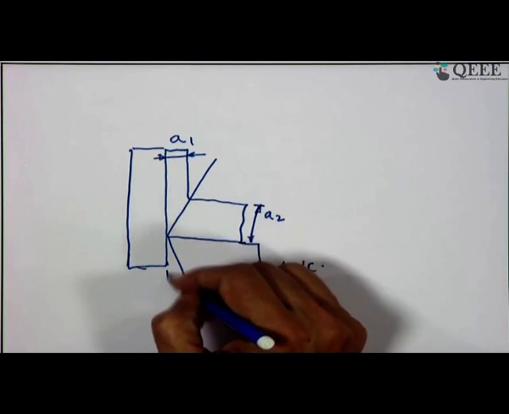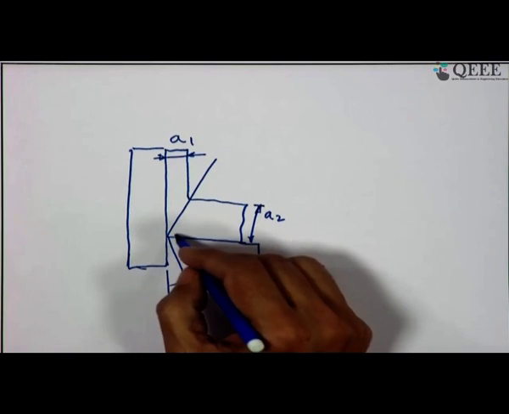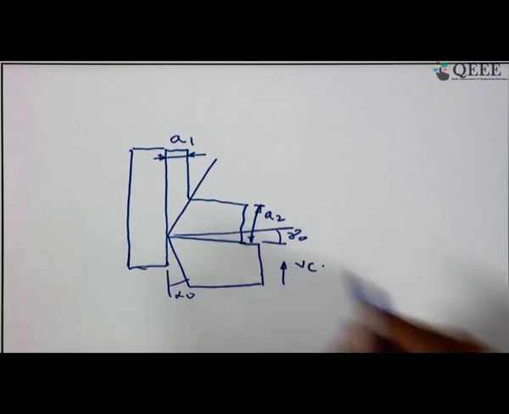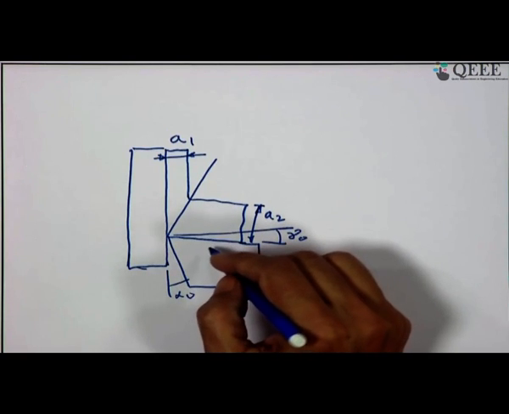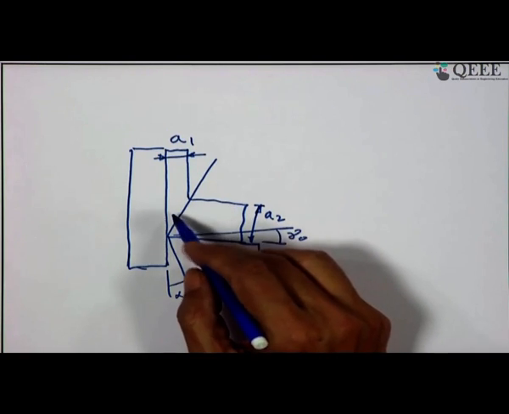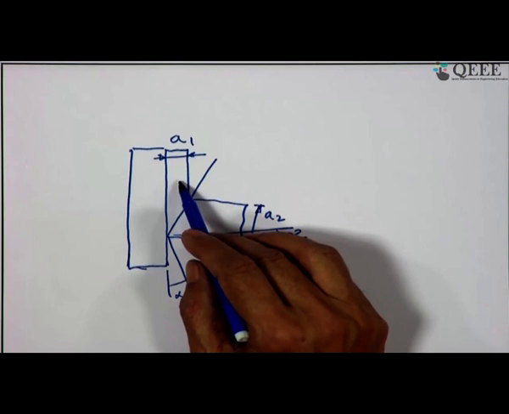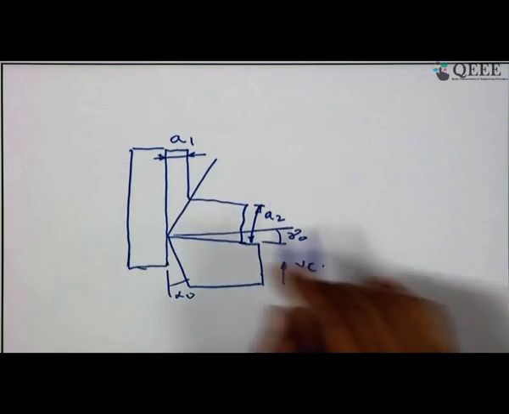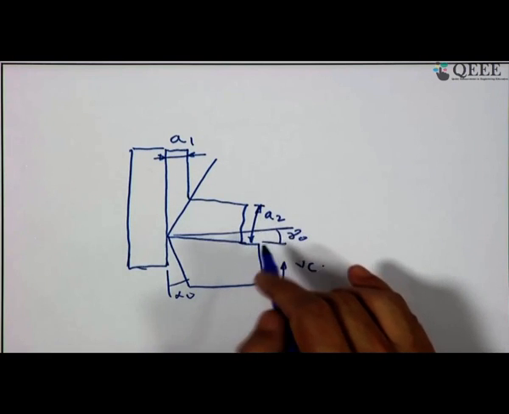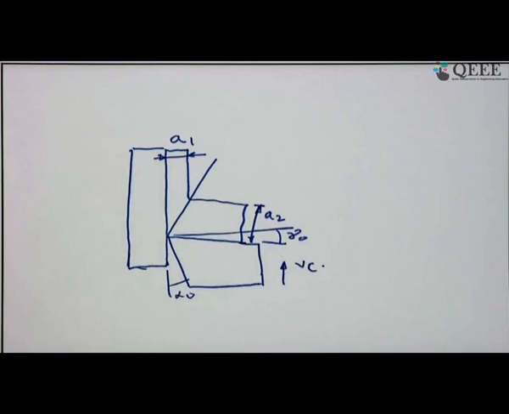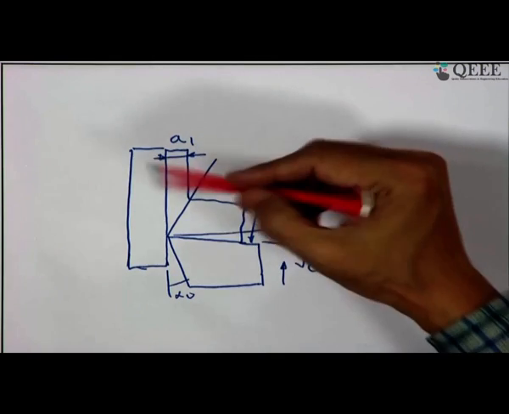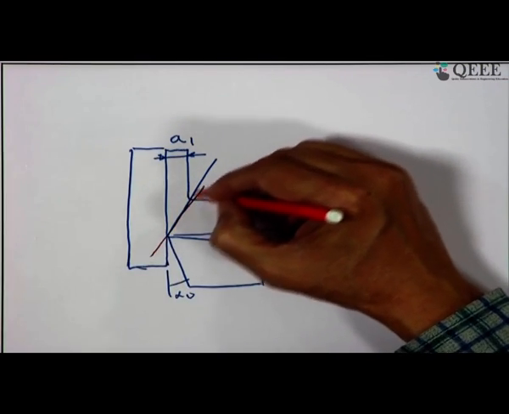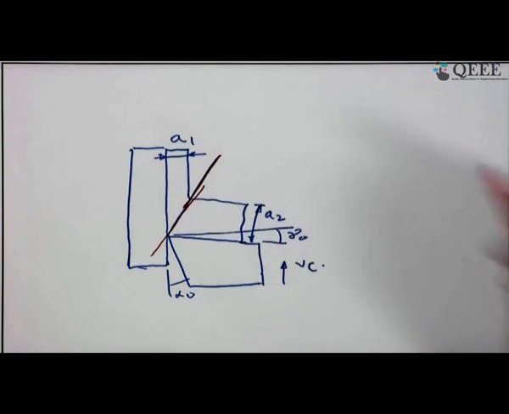So this is clearance angle alpha O, and this side is gamma O, which we have already covered. This face of the tool is forcing, pressing this material ahead of the cutting tool, which has a thickness A1, and after deformation it becomes A2, and the whole shearing is taking place along this line. Along this line the shearing takes place. So, this is the shear plane.